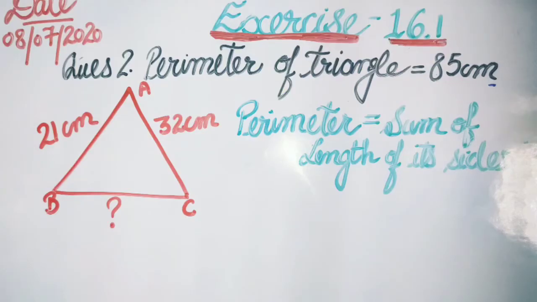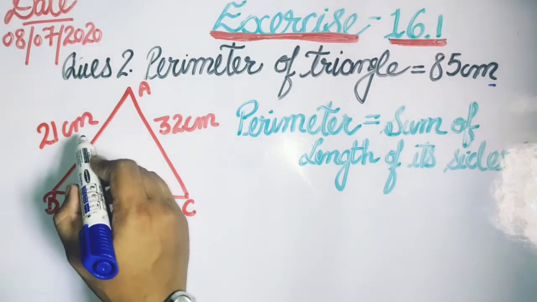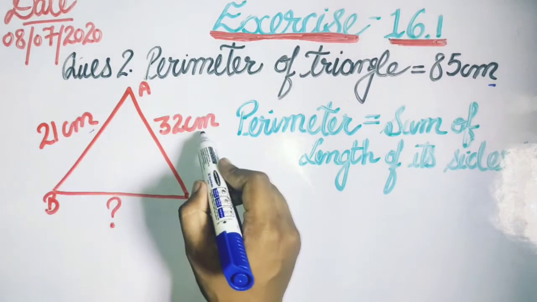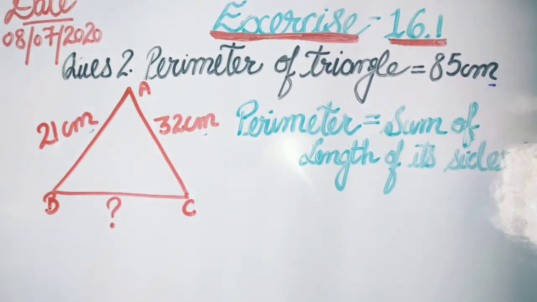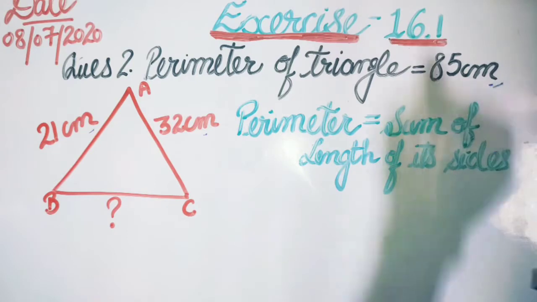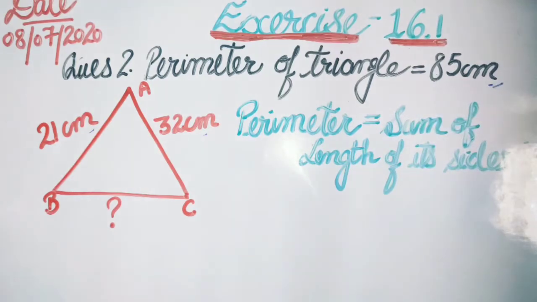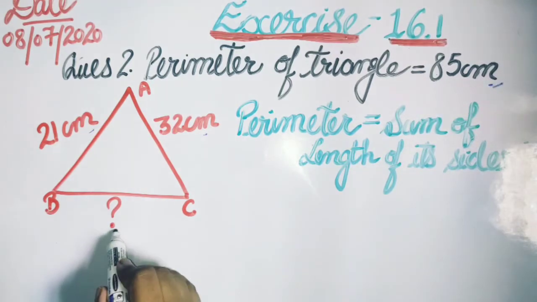Now let's start question number 2. Question number 2 is two sides of a triangle are 21 centimeter and 32 centimeter. The perimeter of the triangle is 85 centimeter. We are required to find out the third side.